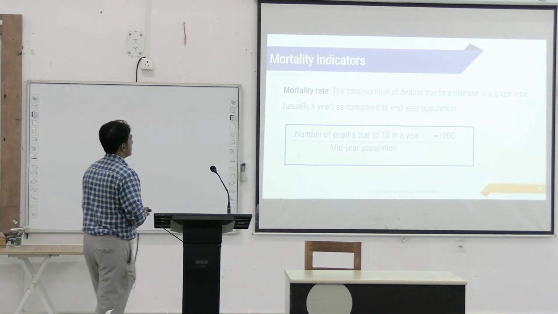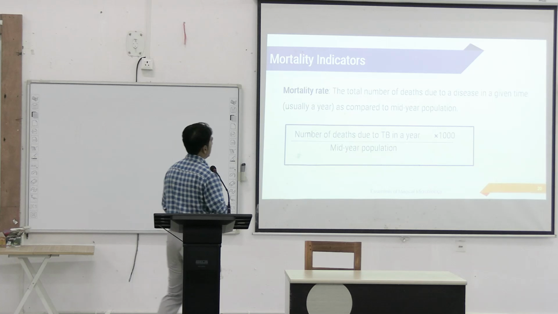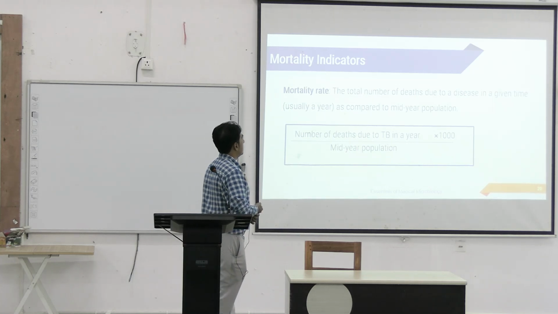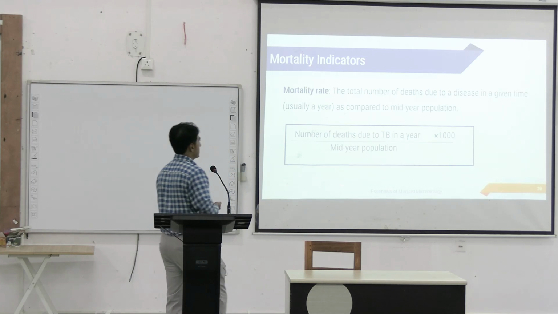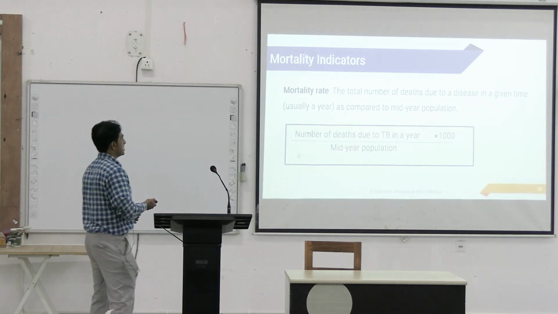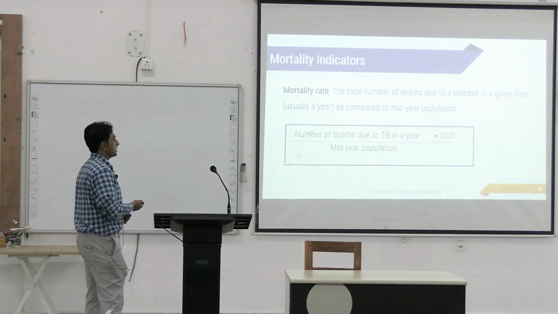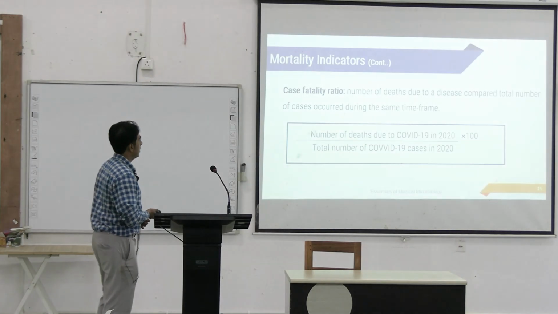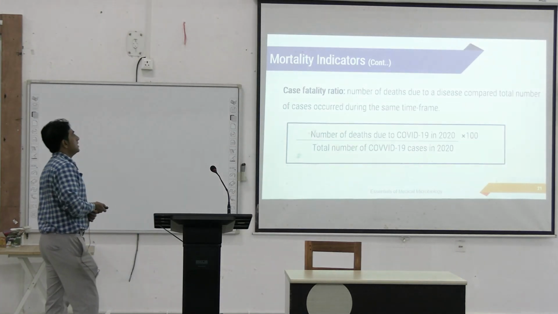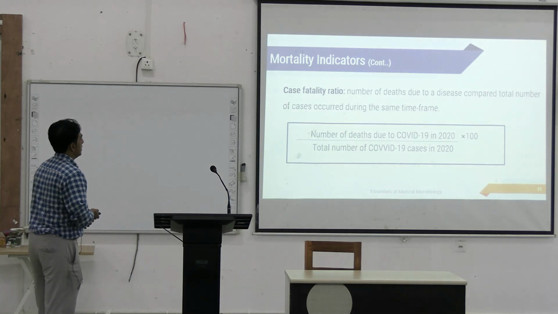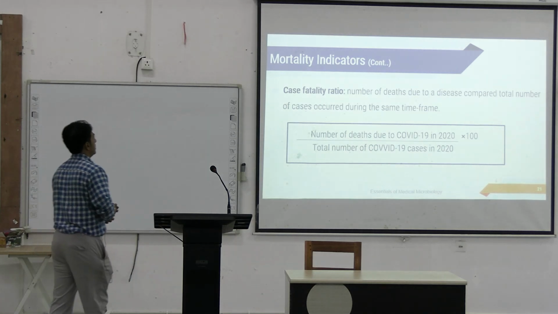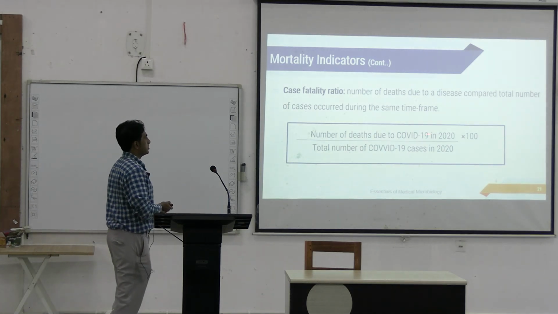Mortality rate, total number of deaths due to a disease in a given time, but in a year, compared to the mid-year population. Mortality rate হচ্ছে যেমন number of deaths due to TB in a year multiplied by 1000 divided by mid-year population. Case fatality ratio, this is the number of deaths due to a disease compared to total number of cases occurred during the same time frame. Like case fatality ratio হচ্ছে total number of deaths divided by total number of cases into 100.